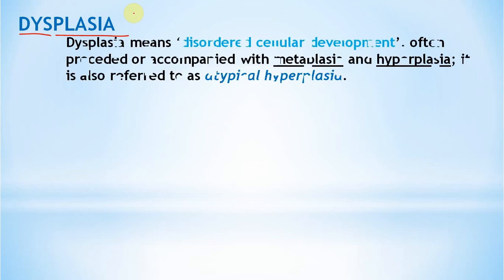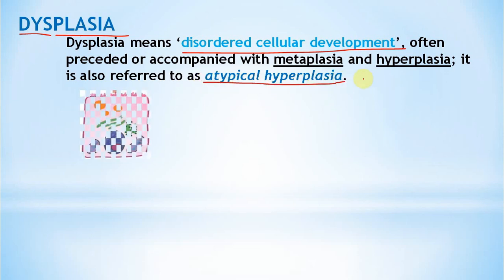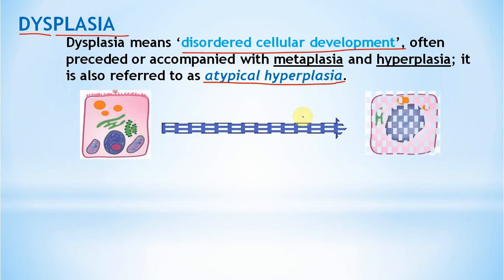Dysplasia. Dys means bad development, plasia means growth of new cells. Dysplasia means disordered cellular development which is often preceded or accompanied by metaplasia and hyperplasia. It is also referred to as atypical hyperplasia. In the abnormal cell there is an increase in nuclear to cytoplasm ratio.